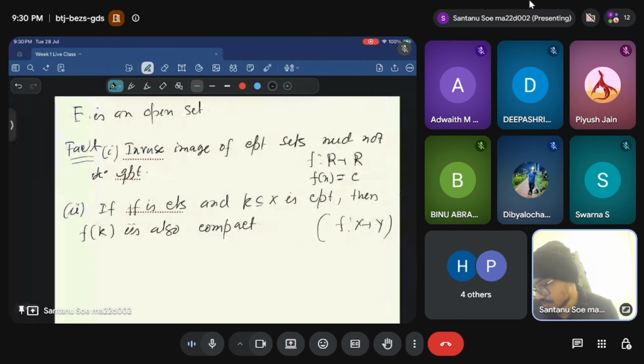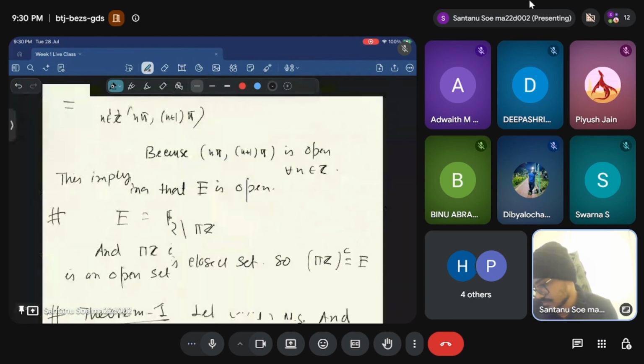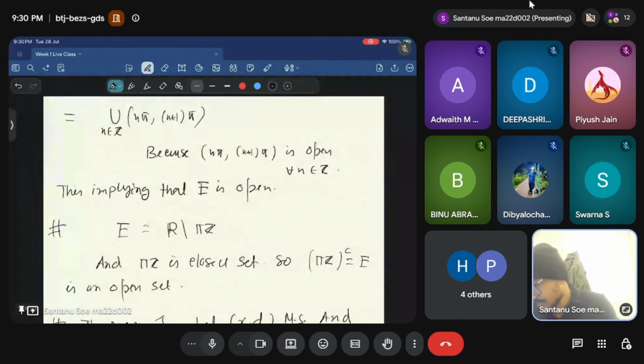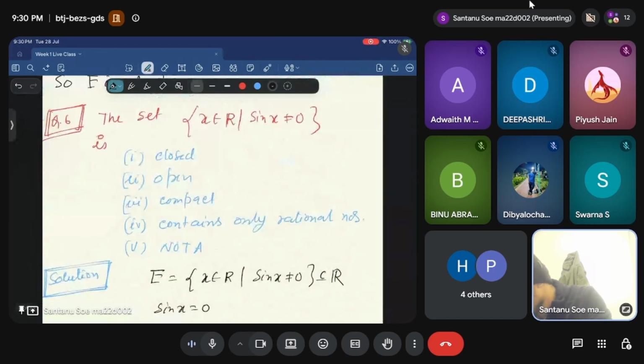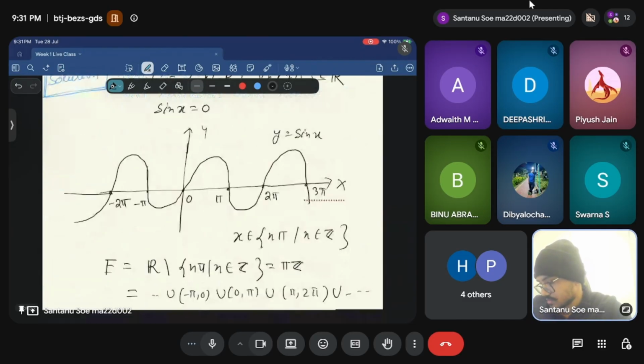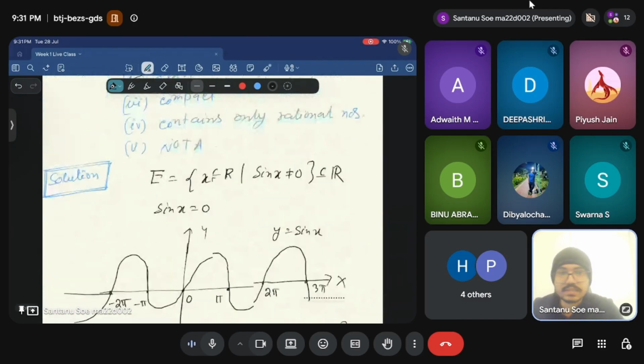So let me come to the question. So it is open, right? Not closed or compact or containing only rational numbers, right? Is it clear to everyone?